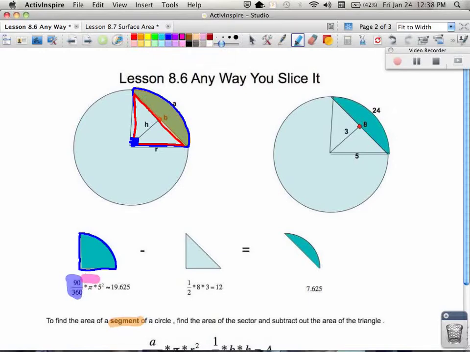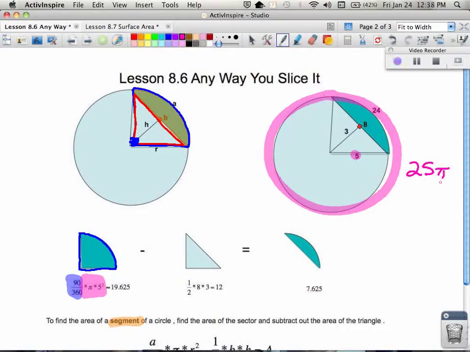Now the area of the circle, since the radius is 5, is pi times 5 squared. So here was the radius over here, and so the whole circle has an area of 25 pi. We then take the proportion of that circle, which was the 90 out of 360, multiply it by that, and we find out that that yields, for the area of the sector, a grand total of 19.625.